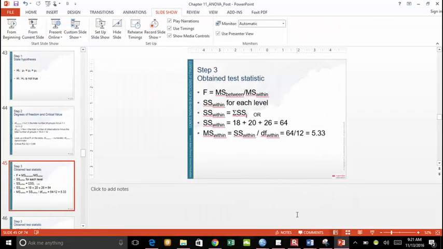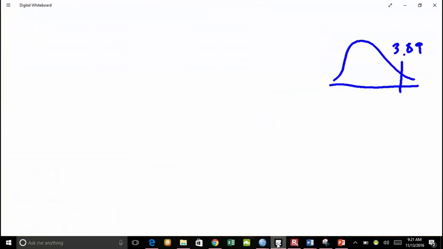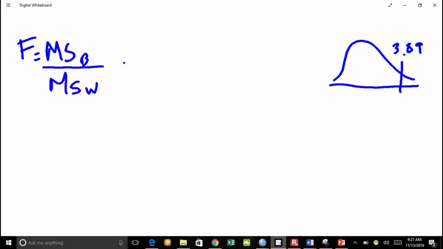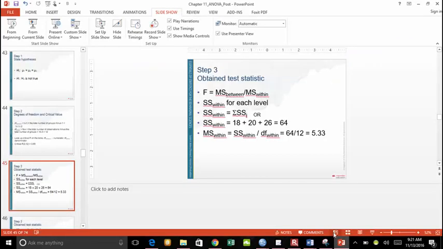Sorry, that's not what you want to see. This is what we want. We have an F ratio, which is mean squares between over mean squares within. And we just did mean squares within, which was 5.33. So now we've got to do mean squares between.